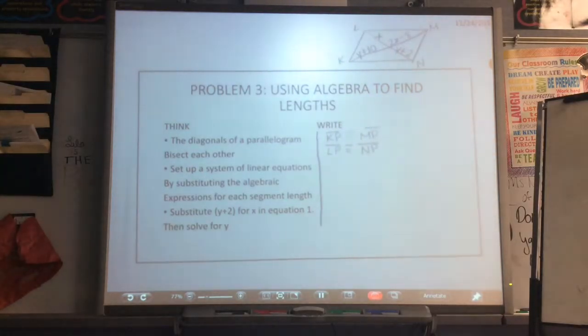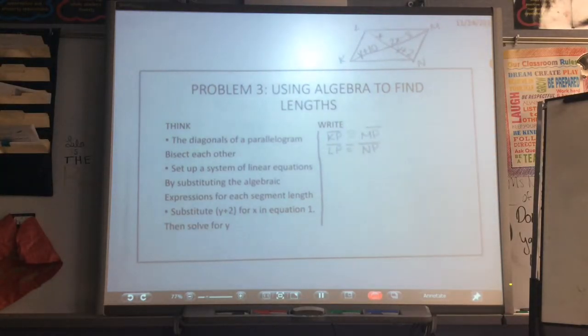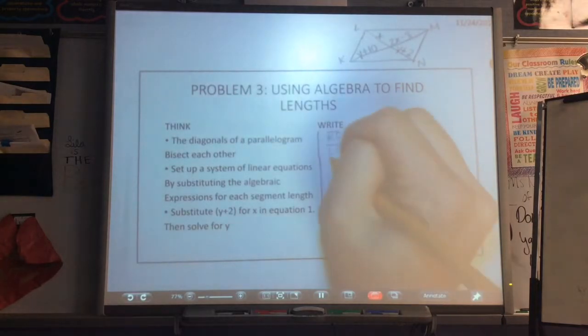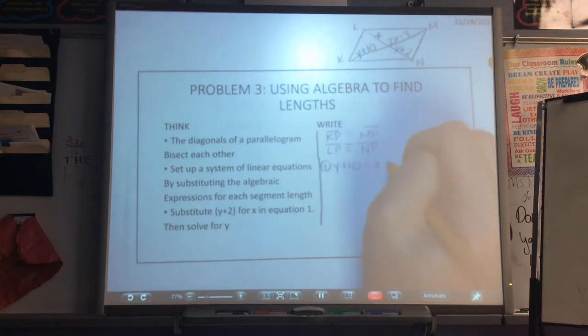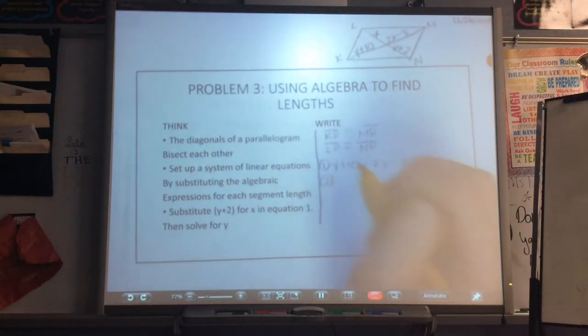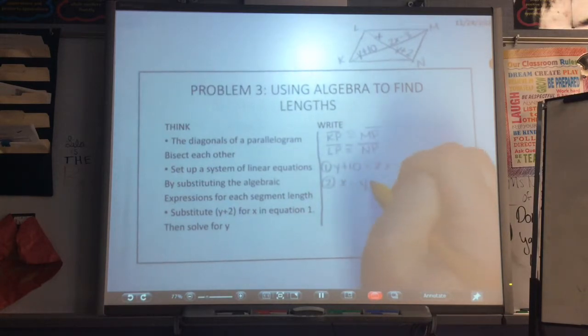Next, we have to set up a system of linear equations by substituting the algebraic expressions for each segment length. So we have to substitute them in. So we have y plus 10 equals 2x minus 8 right here. And then we have x equals y plus 2 right here.